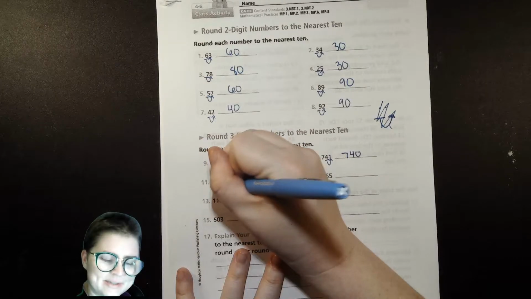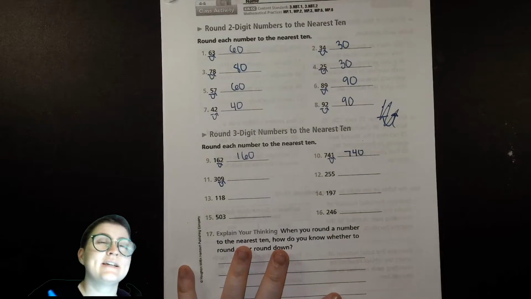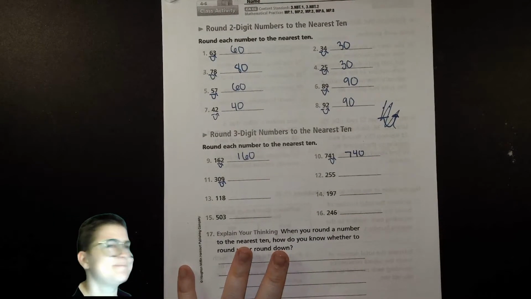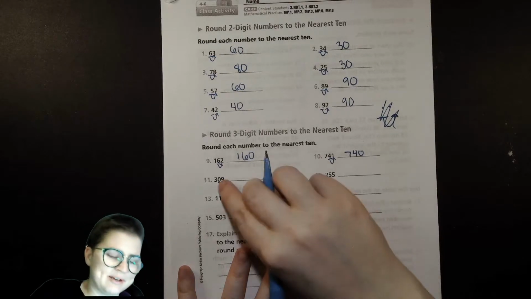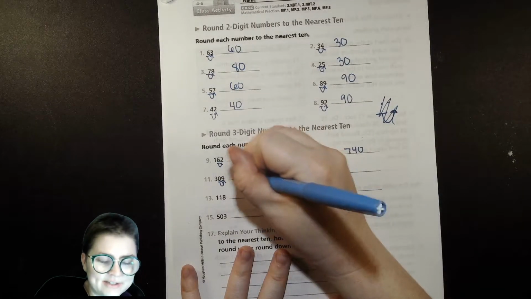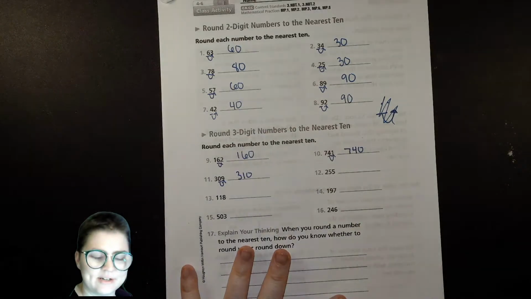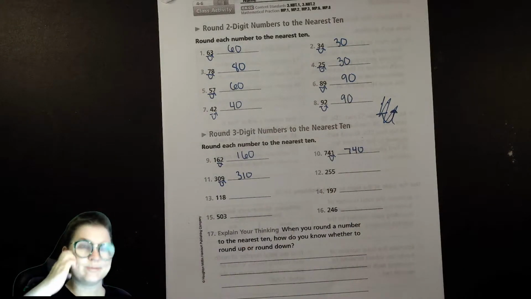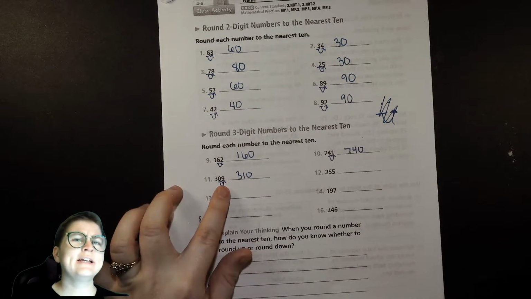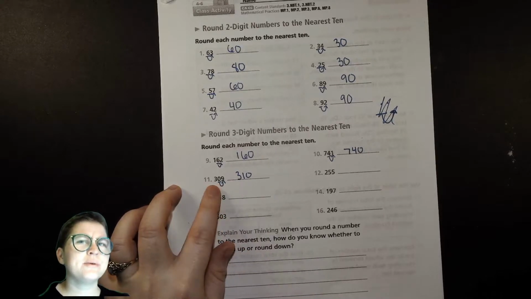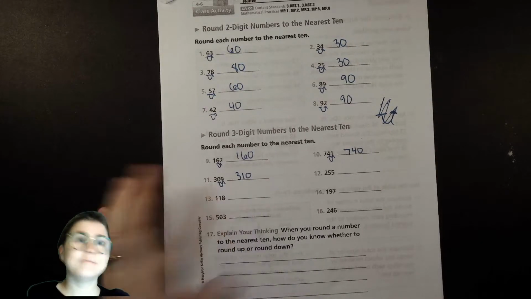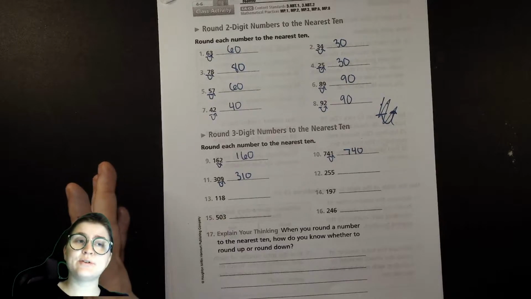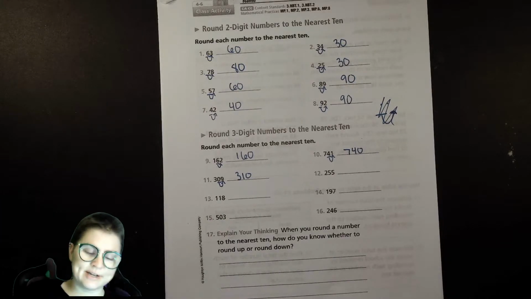Looking at our tens place, looking at our ones place. Is that 9 4 or less? No, so we go up. We make our tens place go up. So instead of 0, it'll be 1, 310. And stop and think about that for a moment. 309, is that closer to 300 or 310? It's closer to 310, right? 310. So that should be making sense right now.